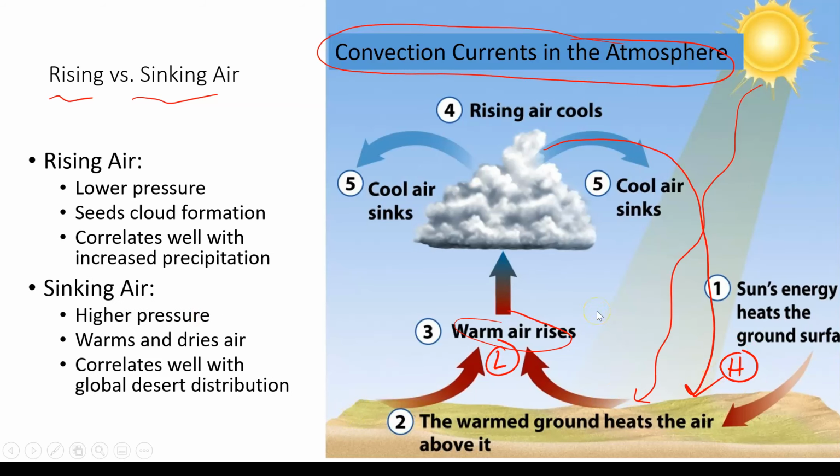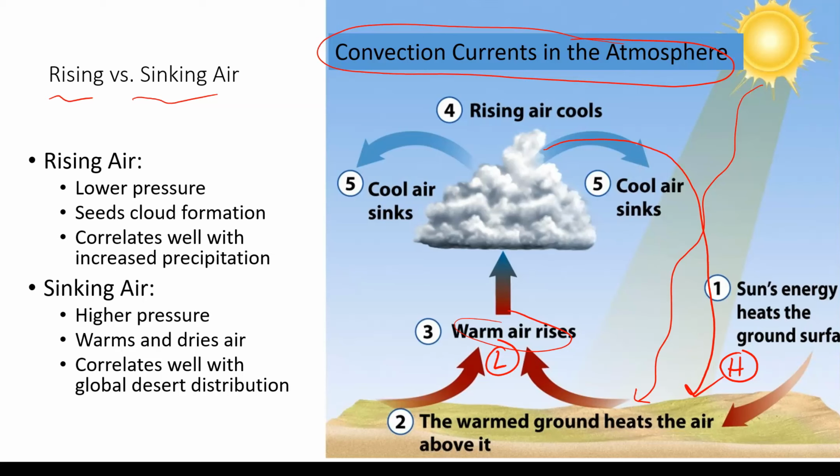So lower pressure seeds cloud formation, right? So in locations where we tend to have air being forced upward, either through convection or sometimes by mountain ranges, that tends to correlate well with higher amounts of rainfall or precipitation.